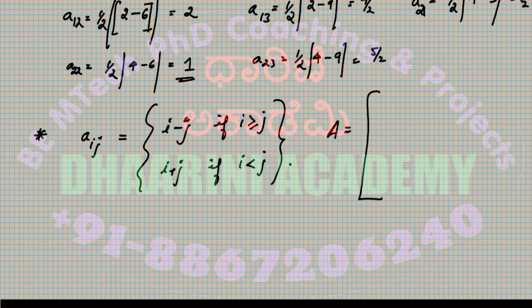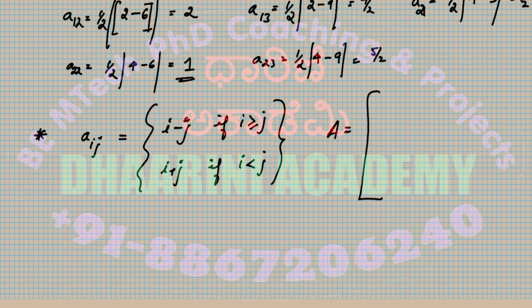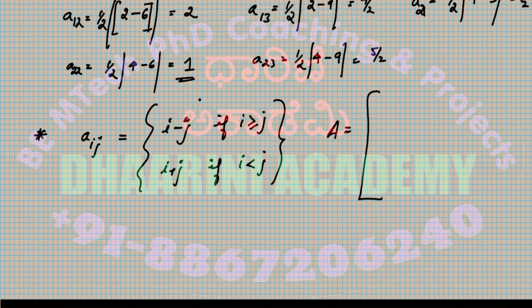A is equal to: if i and j are the same or i is greater than j, I should perform i minus j, and Aij is replaced by i minus j. For example, A11: you see i and j both are 1, 1. It falls under this condition and I should perform i minus j, that is 1 minus 1, so 0. A11 is 0. This is true whenever i is equal to j or i is greater than j. Okay, let's move ahead.